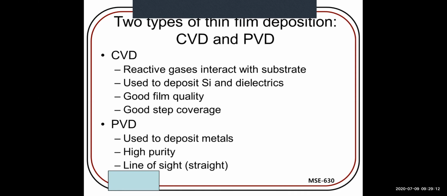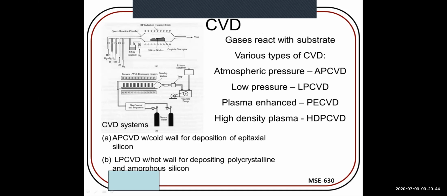Two types of thin film deposition: CVD and PVD, chemical vapor deposition and physical vapor deposition. In CVD, reactive gases interact with the substrate and are used to deposit silicon and dielectrics. It gives good film quality and good step coverage as well. In case of PVD, it is used to deposit metals, and it deposits high purity metals. The deposition is line of sight, straight. This is how the deposition occurs during physical vapor deposition.